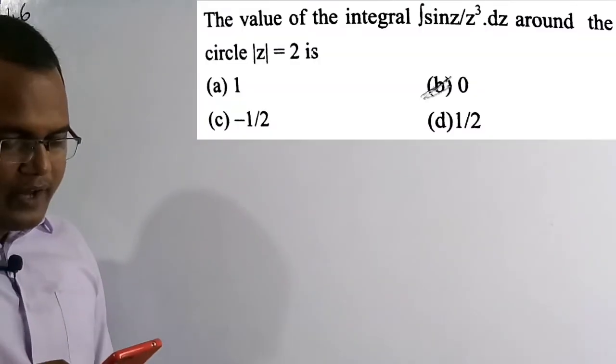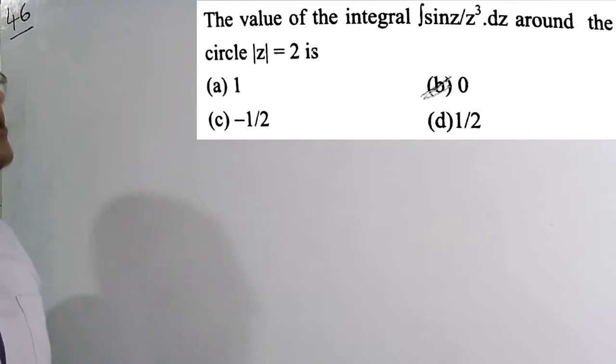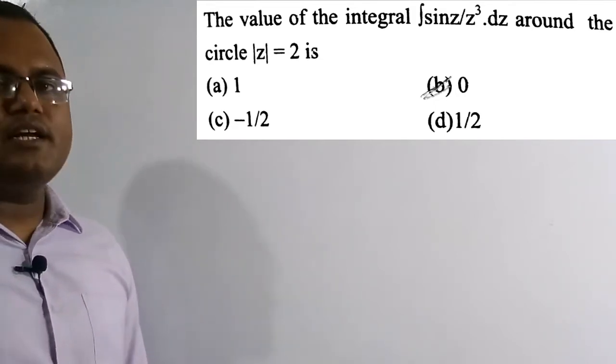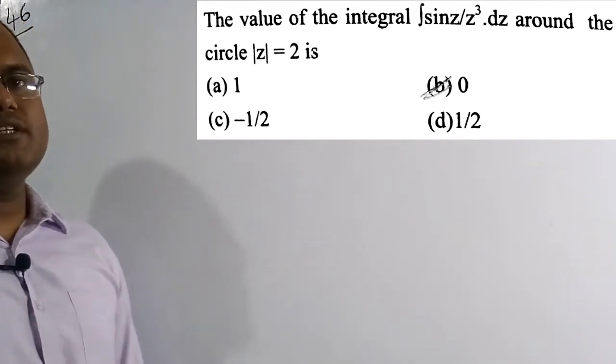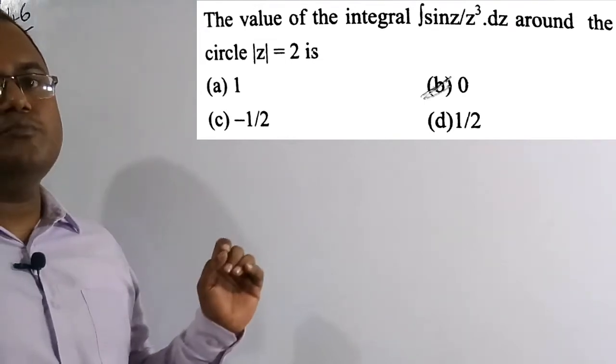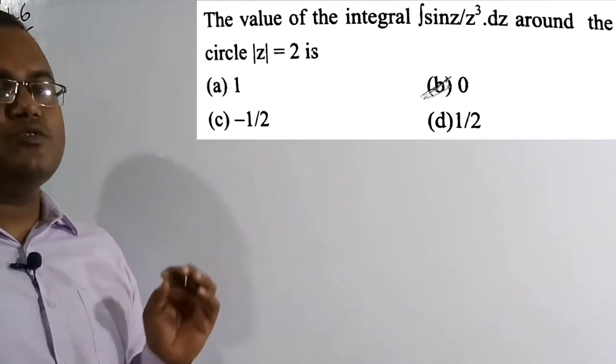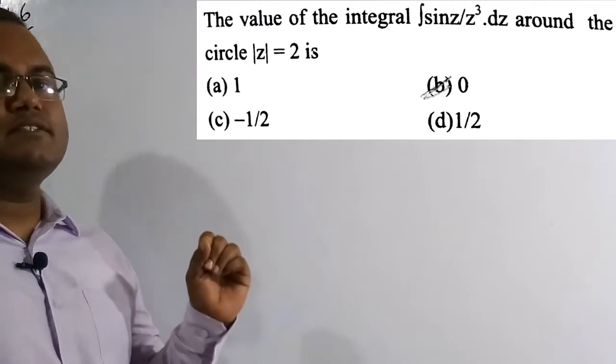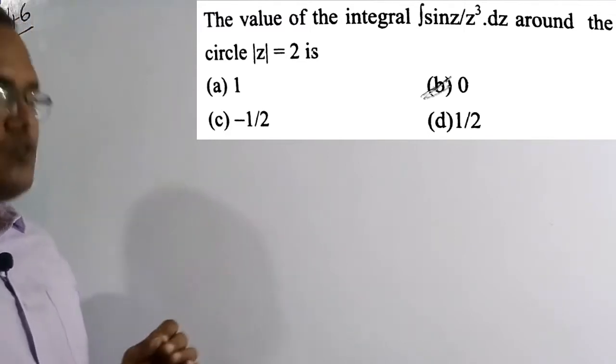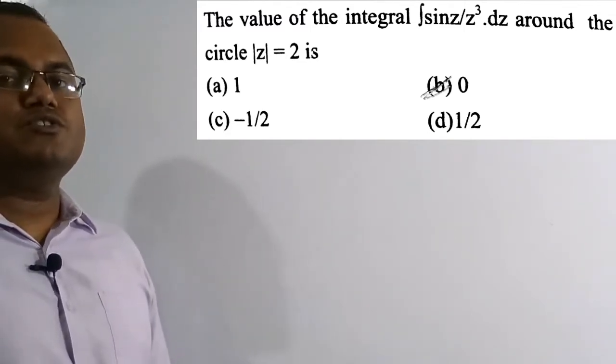Now we are going to solve the 46th question. See the question here. The value of the integral of sin z by z cube around the circle mod z is equal to 2. They have given a closed loop integral around the curve mod z is equal to 2, with the function sin z by z cube. Out of these four options, option B, 0, is the correct solution of this question.